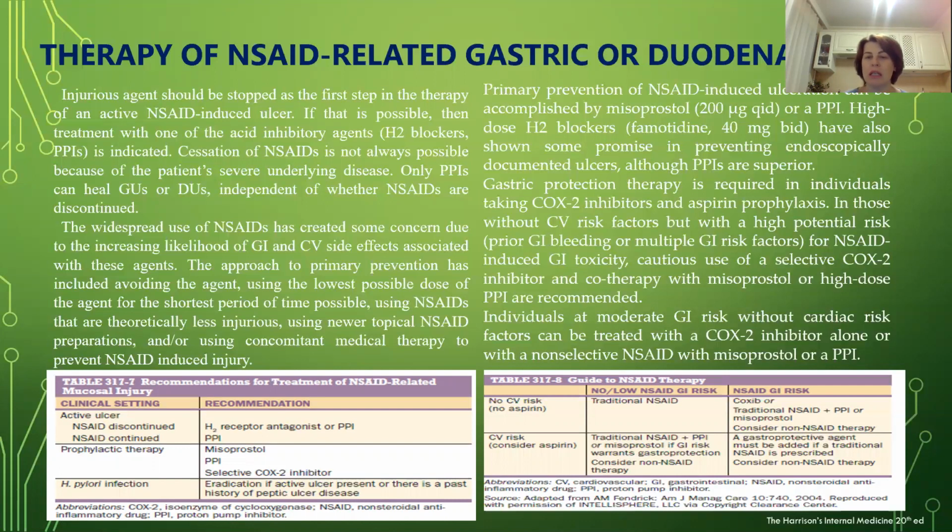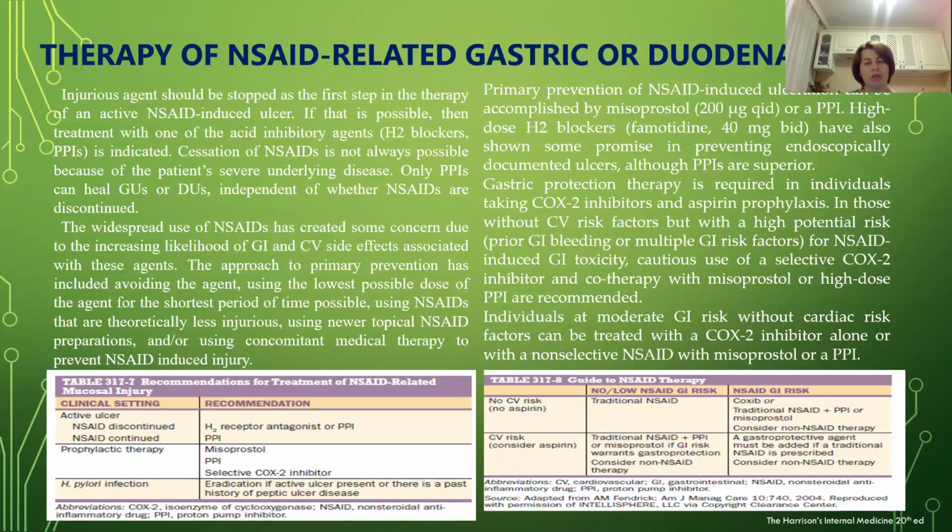Primary prevention of NSAID-connected ulceration can be accomplished by prescription of misoprostol alone or in combination with PPI. High dosage of H2 blockers has also shown some promise in preventing these ulcers, and gastric protection therapy is required for individuals who are taking COX-2 type NSAIDs or patients on aspirin prophylaxis. A patient without cardiovascular risk factors but with higher potential risk of NSAID-induced injury, even with a COX-2 inhibitor, should receive co-therapy with misoprostol or high dosages of PPI.